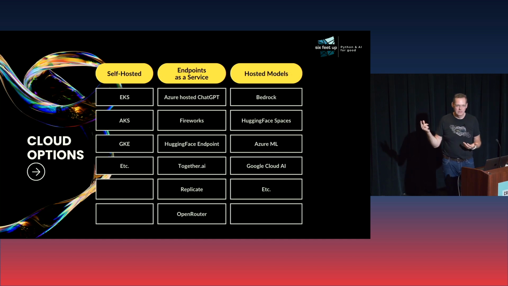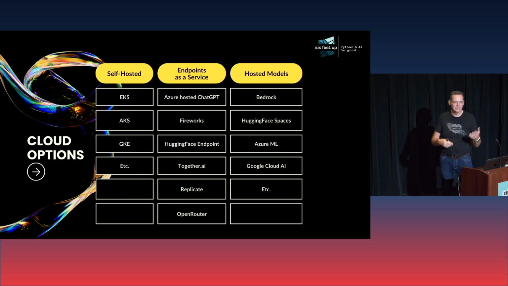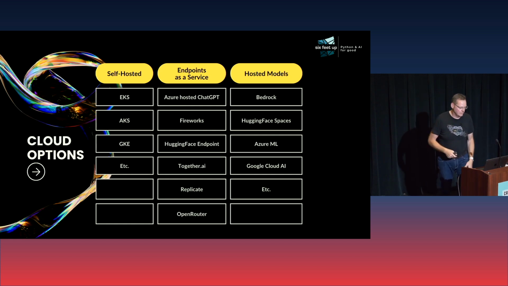You may want to look at endpoints as a service. These are nice because they give you a generally OpenAI-compatible interface. So now you can switch between various models very quickly, and you just pay per usage. You pay typically by the token, or by 10,000 tokens or 100,000 tokens, whatever that may be.